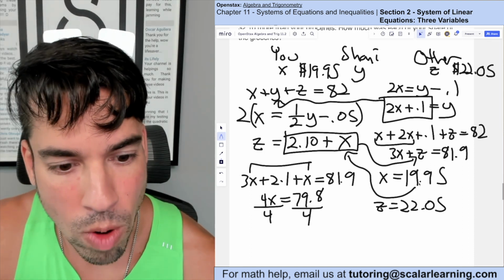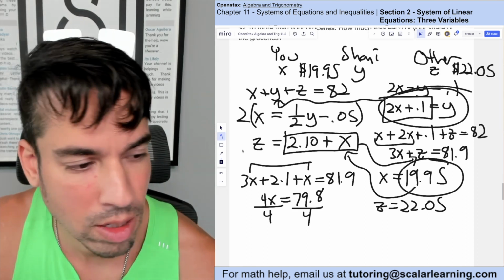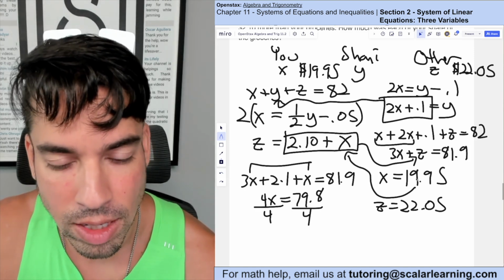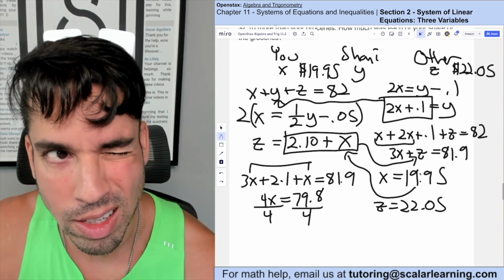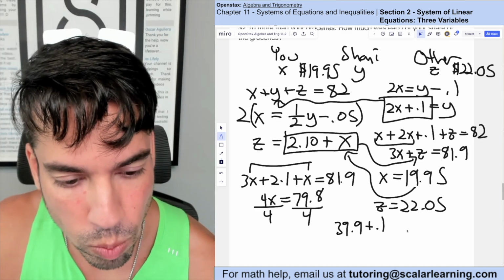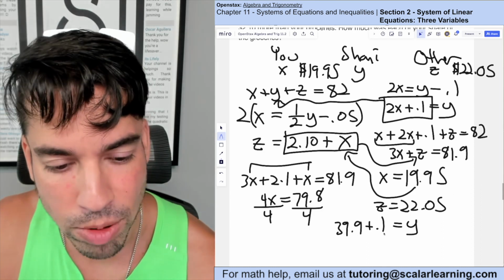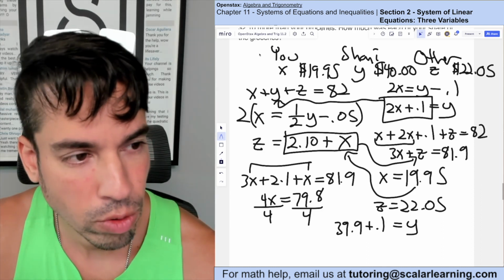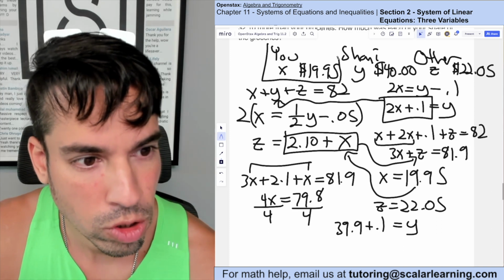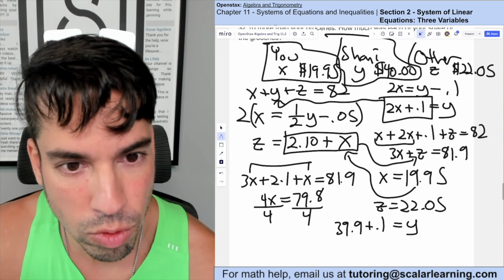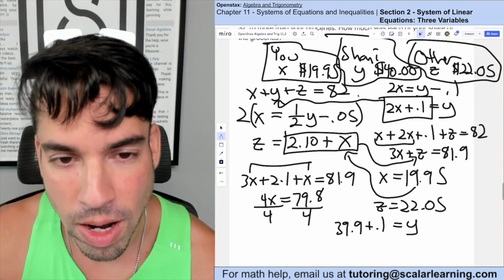And then to solve for y, if I know x, I can plug it into this equation. So 2 times 19.95, that is 39.90, I believe. So we've got 39.9 plus 0.1 equals y. 39.9 plus 0.1 is an even $40. And that's for Shani. So here's our final answer: yours was 19.95, Shani's was an even 40, and the other roommate's was 22.05. That's how you do it.